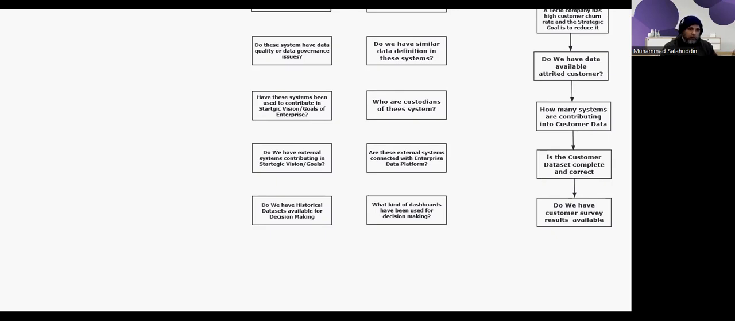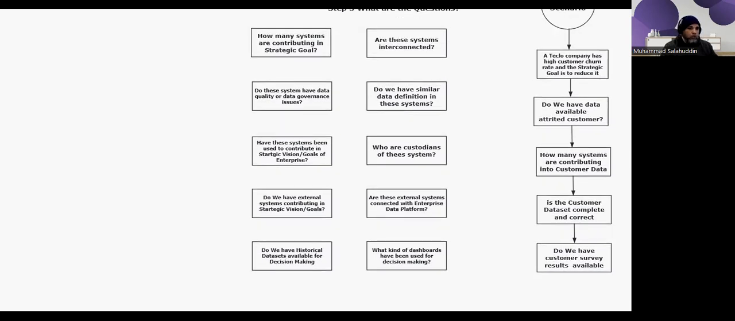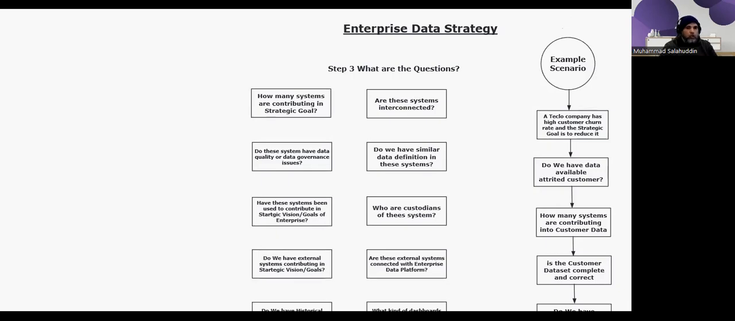And one system, especially from the external system perspective, just as an example: do we have the customer survey results available? You won't be surprised if I tell you that most organizations don't even bother to collect customer responses or feedback about their businesses, about how they are doing. They are so caught up with internal processes and making the services ready that they won't even think they need to get feedback from the customer about what they think of their business, and what kind of features or services they are expecting from it.